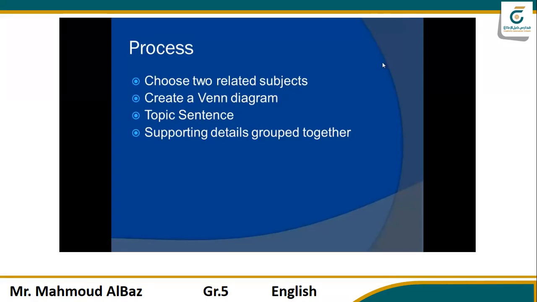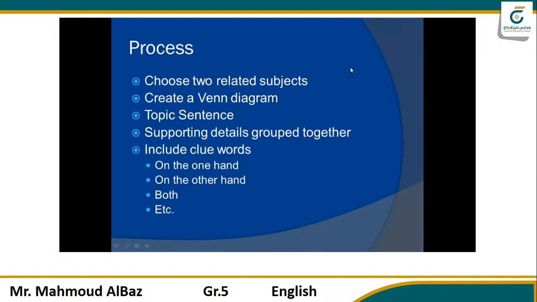So for instance, maybe you want to start your paragraph with how your two subjects are the same, and then you want to say how they're different. Or maybe you want to say how they're different first and then how they're the same. But make sure that you group them together. Don't jump around all over the place, because your reader will have a hard time following your writing.